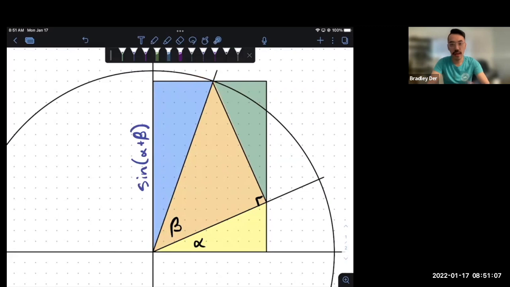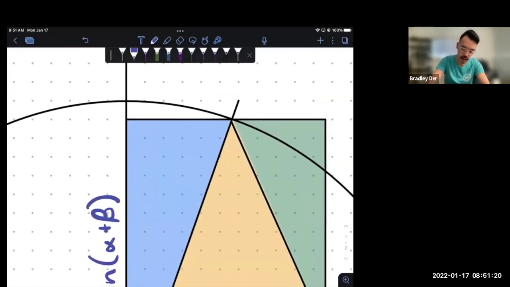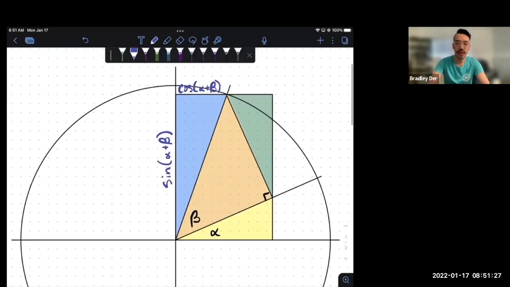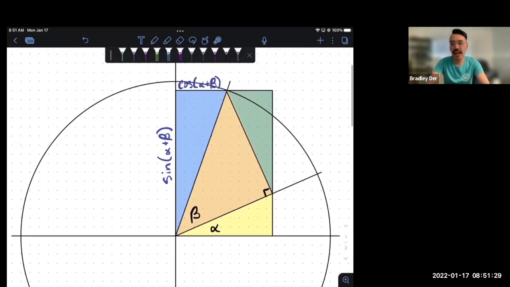Similarly, and we'll get to this later on, if I wanted the cosine of alpha plus beta, and this is where the radius hits the unit circle, I would think that this segment also works for the x coordinate. I think it would be good to call this cosine of alpha plus beta. The question is, can we find the other lengths in this rectangle such that it'll tell us more about sine of alpha plus beta or cosine of alpha plus beta?